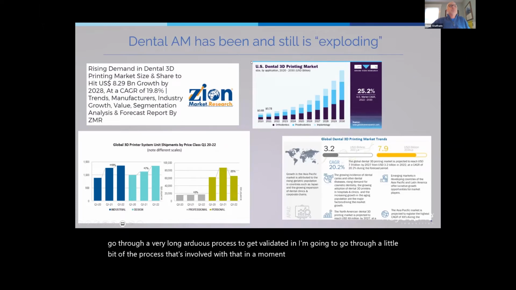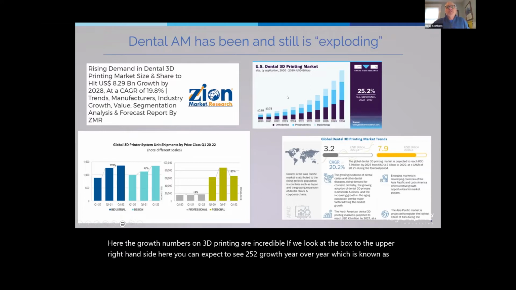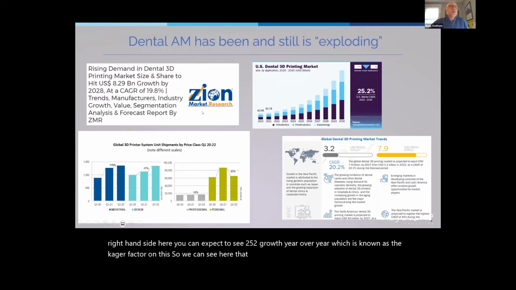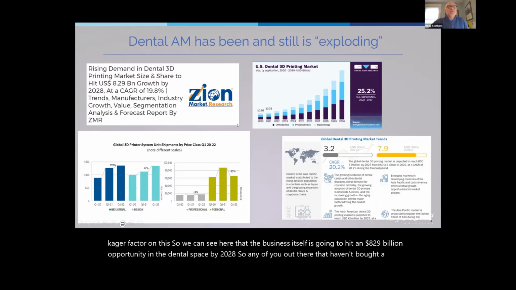But first, just a little bit of a snapshot of what's going on in the industry when it comes to 3D printing. As you can see here, the growth numbers on 3D printing are incredible. If we look at the box to the upper right-hand side, you can expect to see 25.2% growth year over year, known as a CAGR. So the business itself is going to hit an $8.29 billion opportunity in the dental space by 2028.